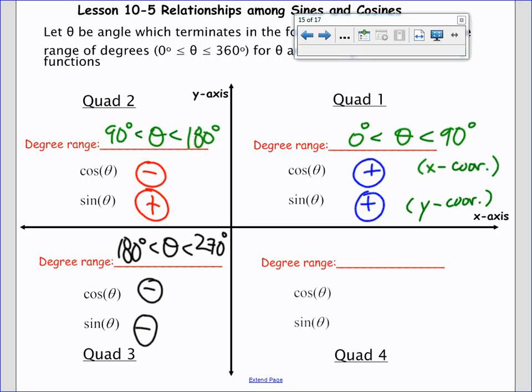Quadrant 4. All right, are my cosine values positive or negative in quadrant 4? Hannah? Positive. Raise your hand if you have the same as Hannah. Positive for cosine values, good. Are my sine values positive or negative in quadrant 4? Caroline? Negative. Raise your hand if you have negative for sine of theta in quadrant 4. Way to go. You guys are doing great.